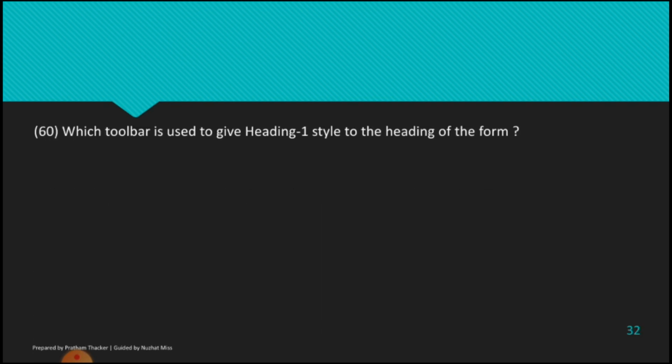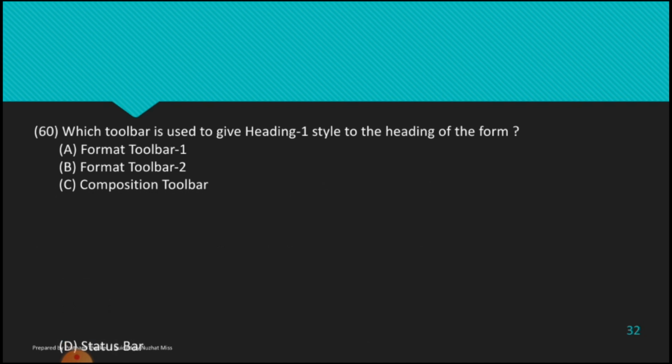Question number 60. Which toolbar is used to give heading 1 style to the heading of the form? Option A format toolbar 1, option B format toolbar 2, option C composition toolbar, or option D status bar.